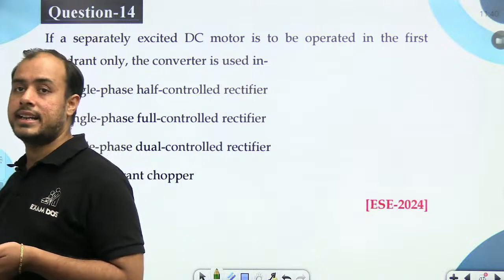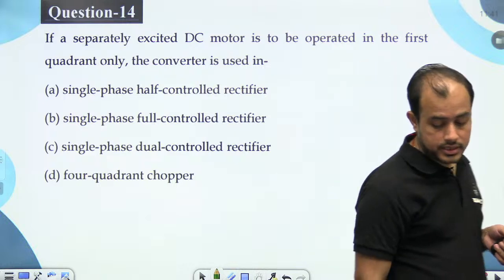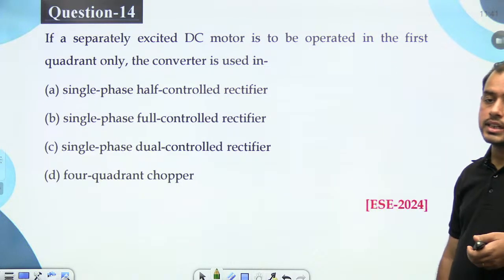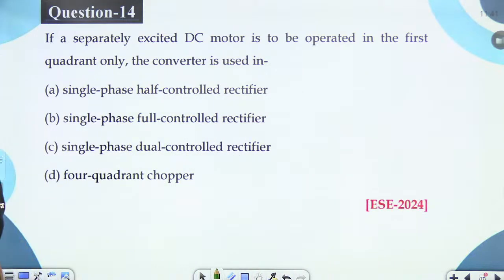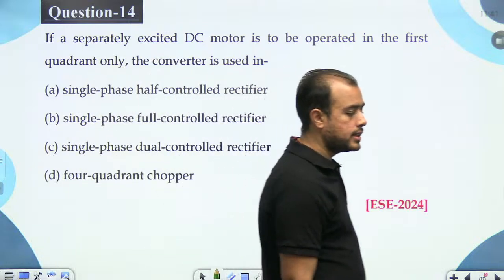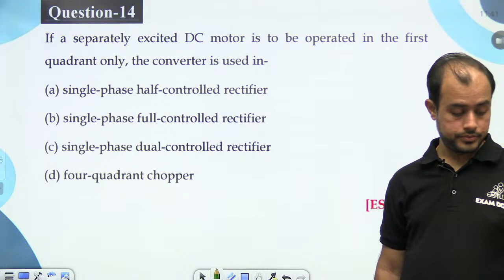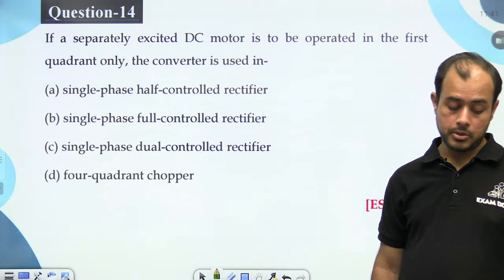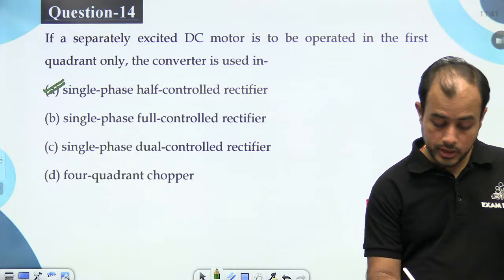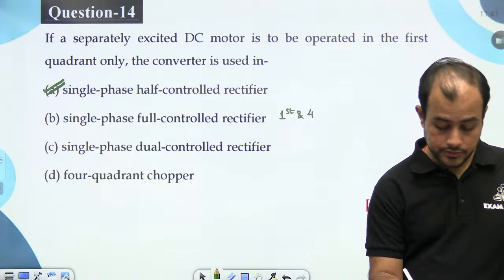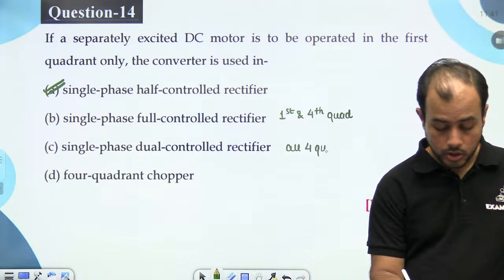If a separately excited DC motor is to be operated in the first quadrant only, the converter is, which converter will you use for only first quadrant operation? Single phase half controlled. Fully controlled is first and fourth quadrant. Dual converter, all four quadrants.